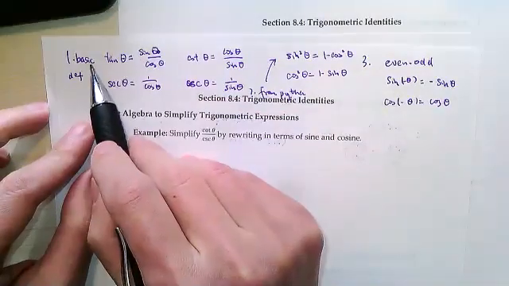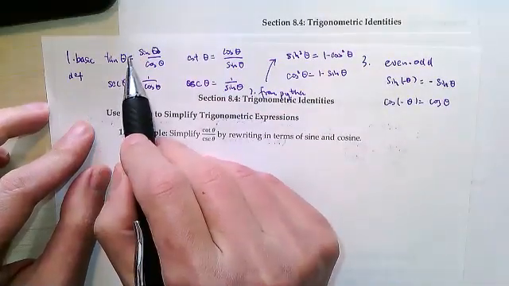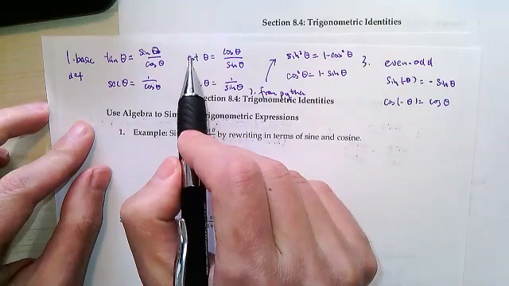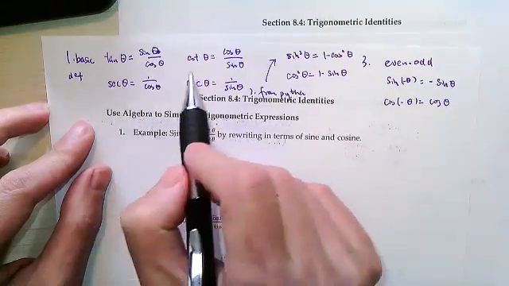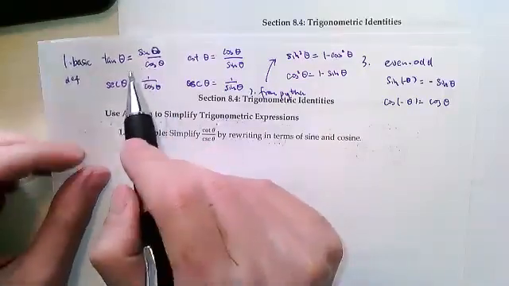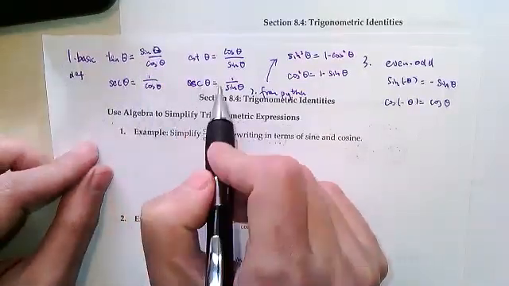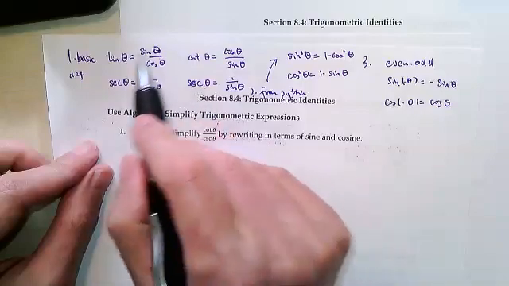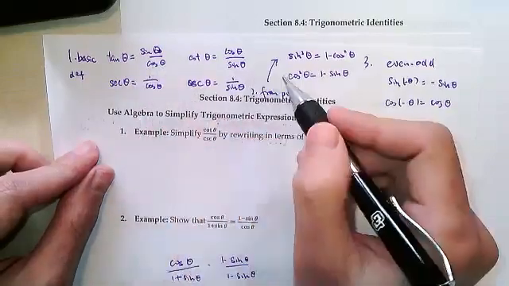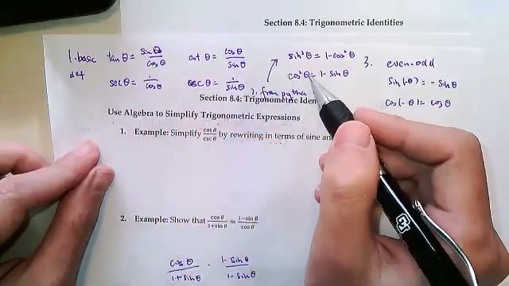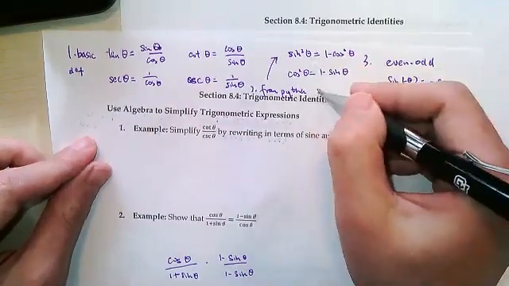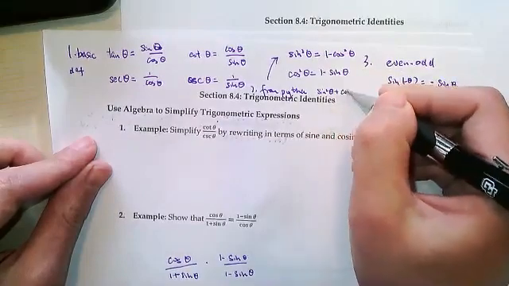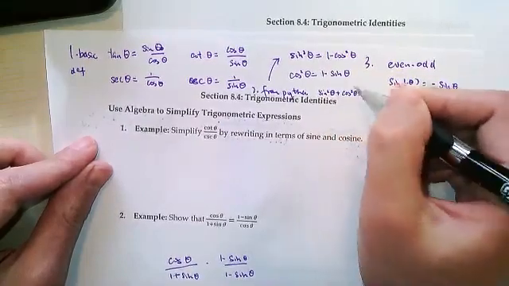Basic definition. You have to know what tangent, cotangent, and secant are in terms of sine and cosine. Rewrite everything in terms of sine and cosine. That's the so-called basic definition. Then we have the Pythagorean theorem. The Pythagorean theorem says that sine squared plus cosine squared equals 1.